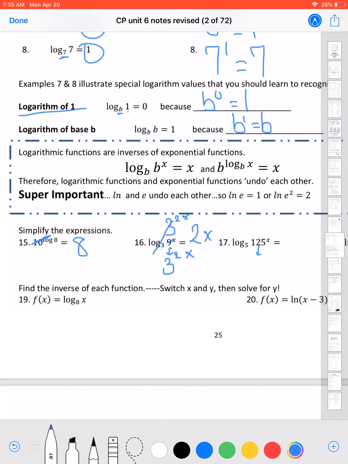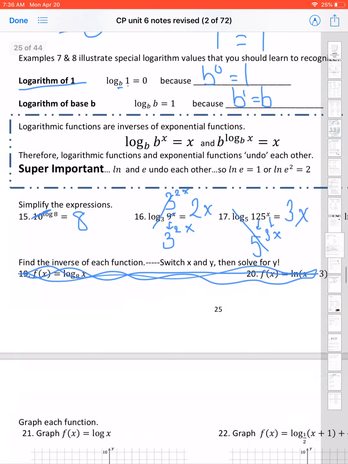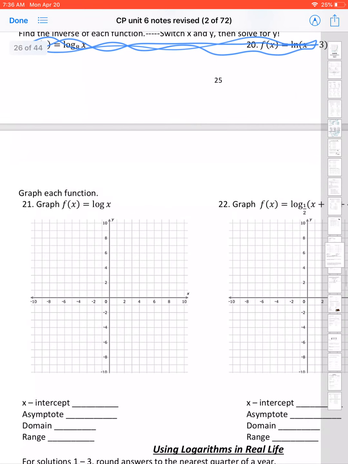Same thing here. 125 is 5 cubed. That x is just going to follow and be multiplied with it. So the log and the 5 cancel, and we're just left with 3x. This comes at a different point in Odyssey, way later, so I'm going to ignore that for now. Honestly, you can check my notes.